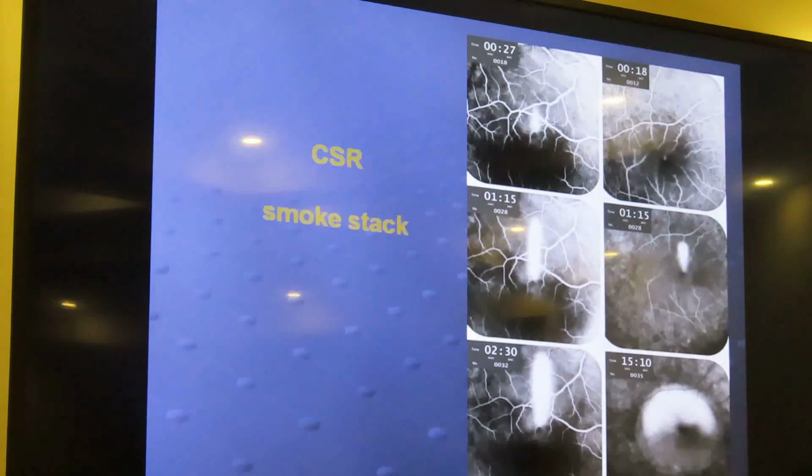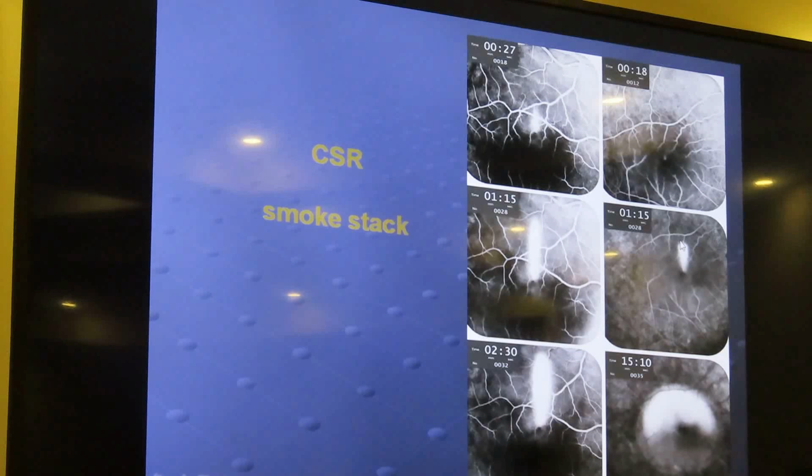Yes, that's why you should not confuse yourself. This is a CSR, but smokestack. Smokestack with an inverted umbrella is much easier than ink blot.